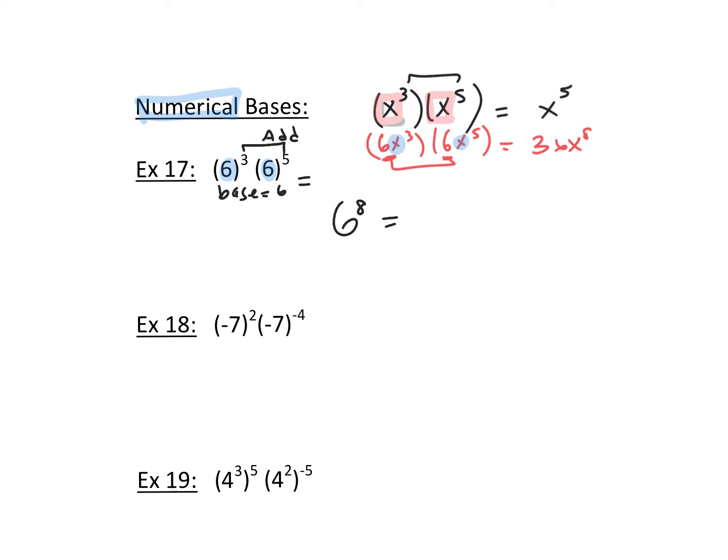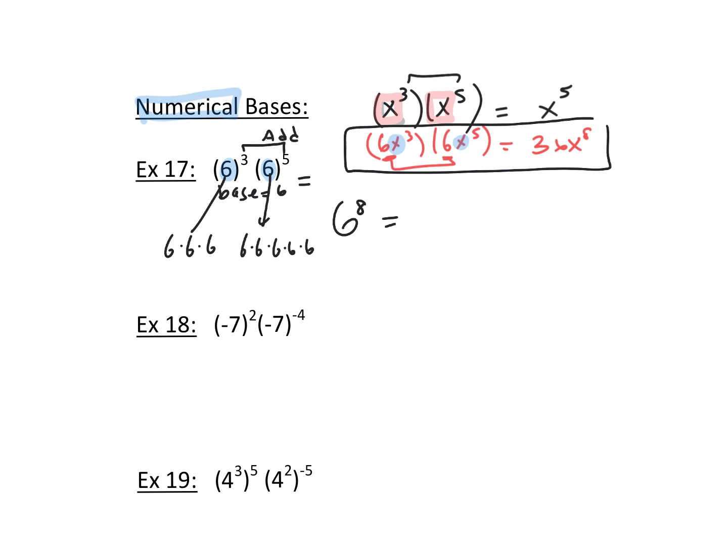Okay? The reason is that 6 to the third is really 6 times 6 times 6, and 6 to the fifth is 6 times 6 times 6 times 6 times 6. So altogether, how many 6's are multiplying by one another? 8 of them. Just like we did with the x's, only now it's a number. The 6 would only get multiplied, like over here, if it's in front of the base, if it's a coefficient. But if it's acting as the base, then you just carry it over. And then you could do the final calculation in your calculator, 6 to the 8th power.